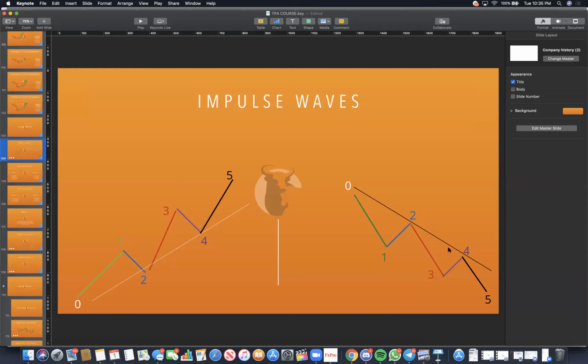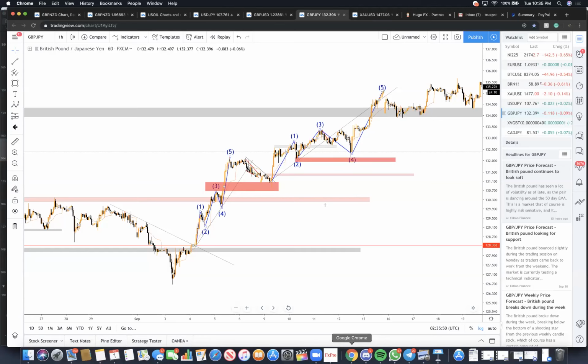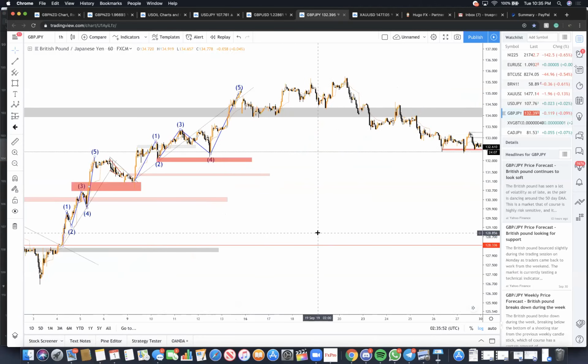The same thing goes for a downtrend, right? So when the market is trending downwards, the first move is to the downside. The second wave creates the lower high. The third wave comes down and creates a lower low. The fourth wave creates a lower high. The fifth wave creates another lower low. Okay? Let me know if anybody has any questions in regards to that.